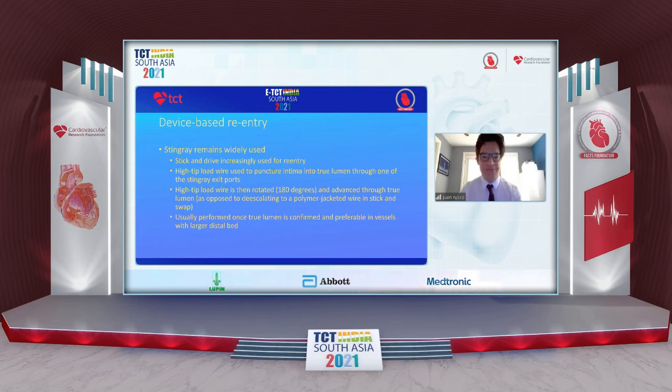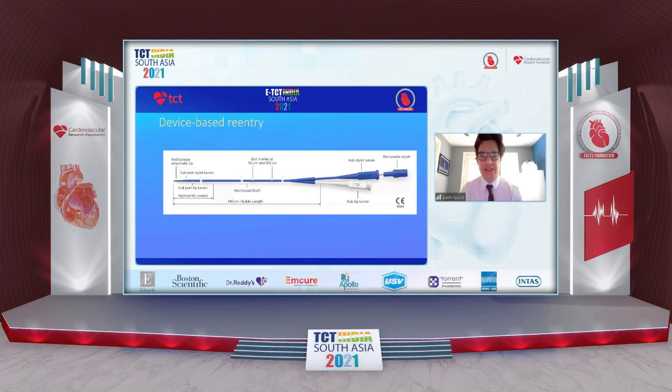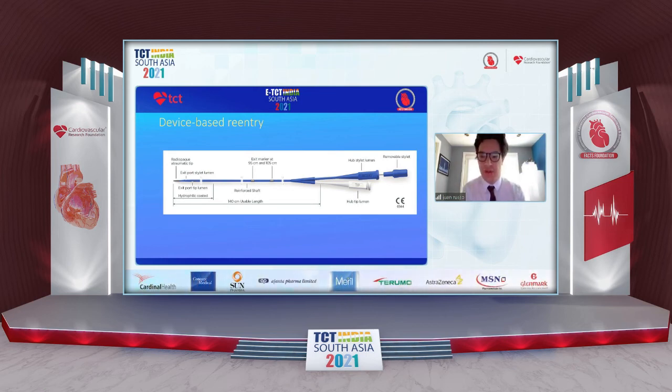So it's a procedure that's more effective in cases where the distal bed is large and not diffusely diseased. Now, another increasingly used device is the Recross catheter, which has a number of advantages compared to the Stingray. One is that it has a port that includes a stylet, which makes it more deliverable. It also has a core wire that makes this device easier to deliver. As a result, it can be used in CTOs where there's calcification.